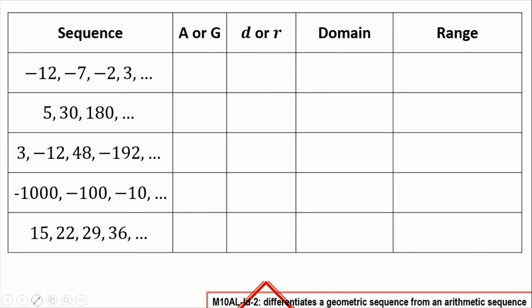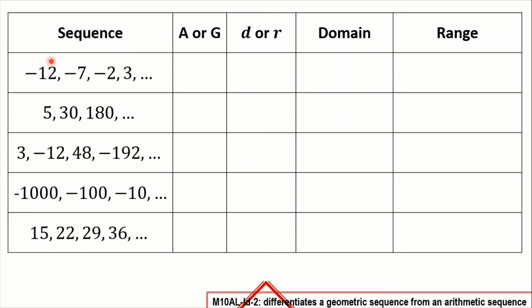This time, let us try to answer this activity na kapareho ng activity presented on your module. So, on the first column, we have here 5 sequences. And then, i-identify natin kung arithmetic ba siya or geometric. Then, if arithmetic, let us identify the common difference. And kung geometric, let us identify the common ratio. Then, determine the domain and the range. Let's have the first sequence.